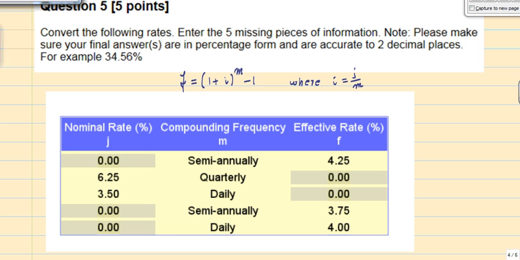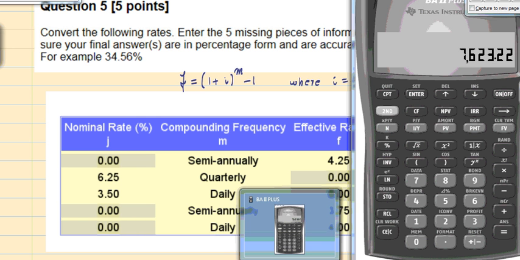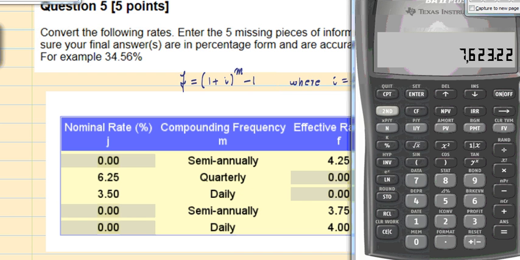This type of question, question 5, you can use the formula F equals (1 plus i) to the power of m minus 1, where i is equal to j over m, and solve for F in here, or convert this formula and solve for i, and then consequently solve for j. J is going to be equal to i times m. However, your calculator has a built-in formula for that, so it's much easier to use the calculator, and let's take a look how we're going to use that.